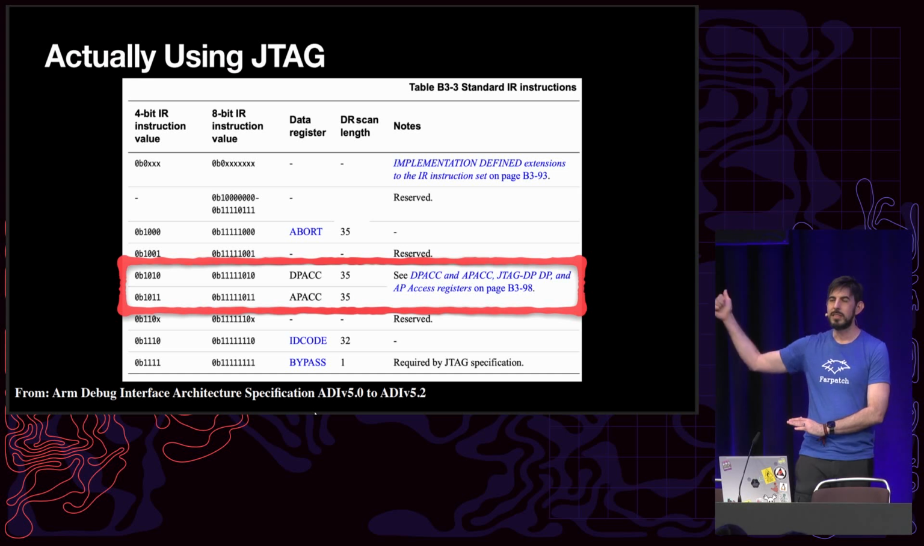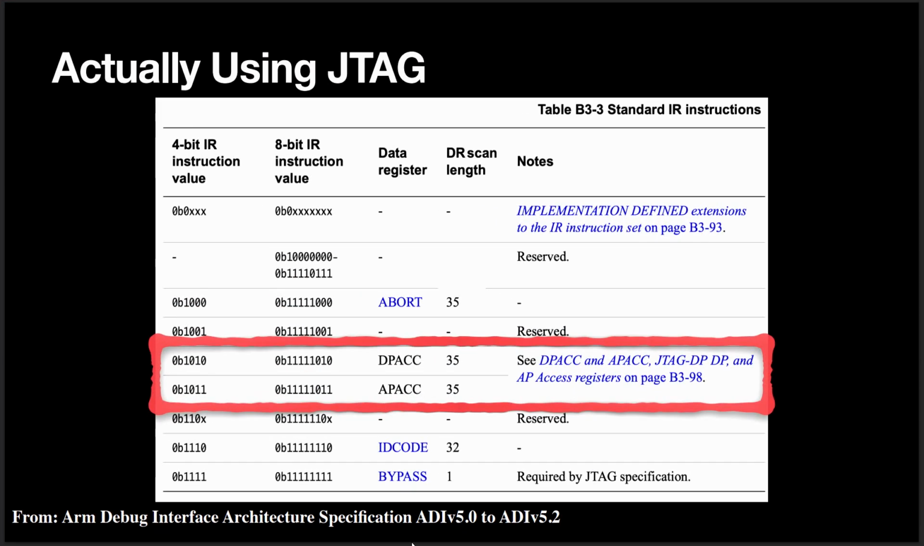There is this lovely table in the reference manual that I'm going to be talking about a lot, the ARM Debug Interface Architecture Specification ADIv5.0 to v5.2. You can see the ID code in there at the bottom. There's the bypass register that's required. But we're interested in these 2 registers right here, DPACC and APACC. And let's look into those a little bit more.